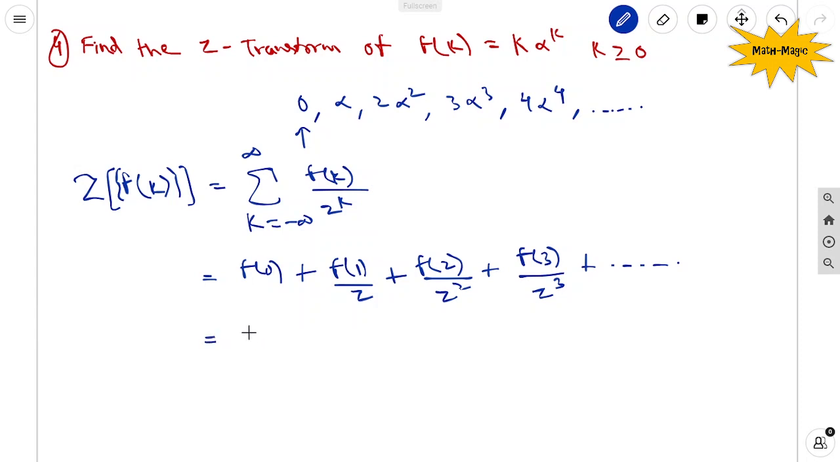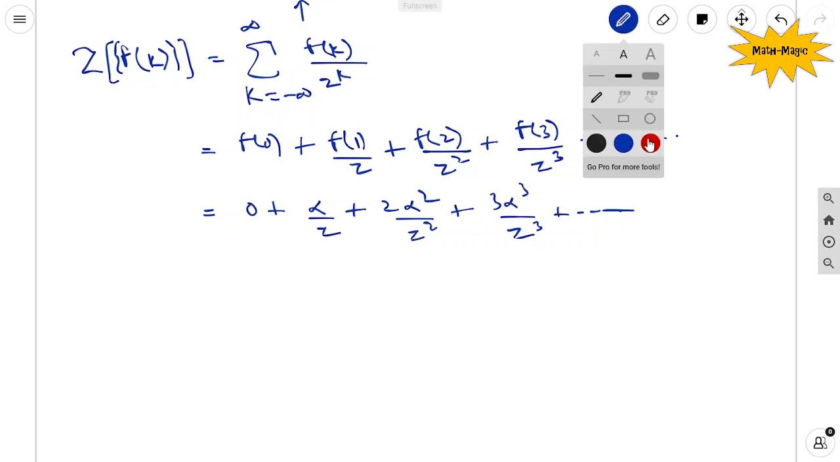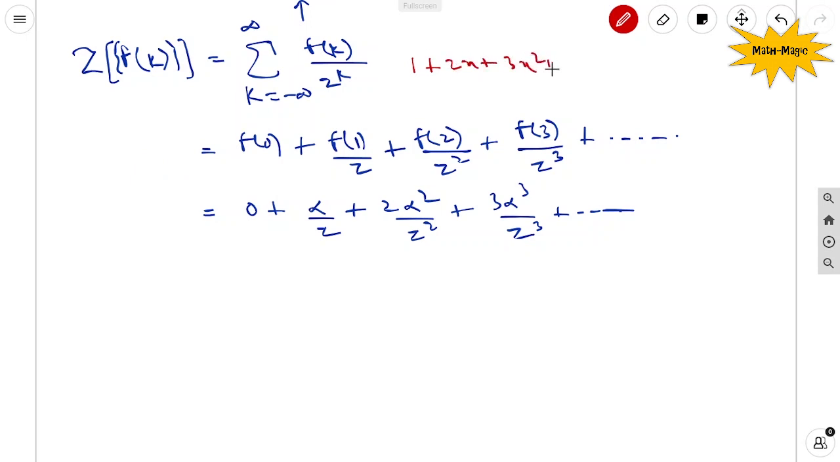Okay, so now here f of 0 is 0, then f of 1 is alpha by z, then f of 2 gives 2 alpha square by z square, plus 3 alpha cube by z cube plus and so on. So this is the z transform of the given sequence. Now if we compare this with the standard expansions, it looks like 1 plus 2x plus 3x square plus and so on. This value was 1 upon (1 minus x) whole square.